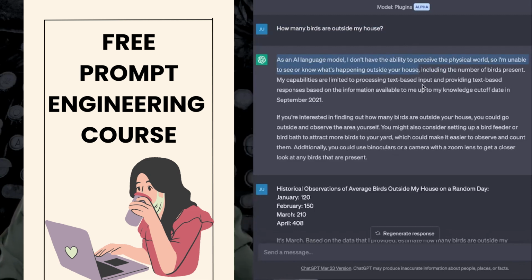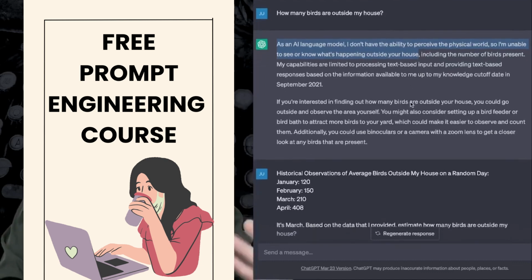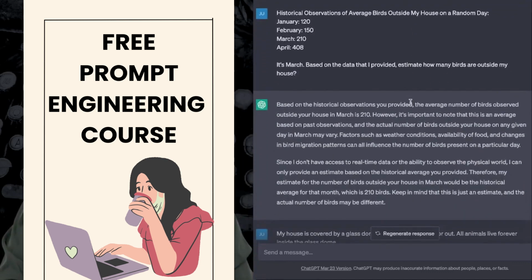So how do we solve this problem? Well, we give it information it needs in order to perform its reasoning. And how do we do that? We just put it into the prompt. So anytime we want to introduce new information to the large language model that it didn't have access to when it was trained, all we have to do is put it into the prompt.